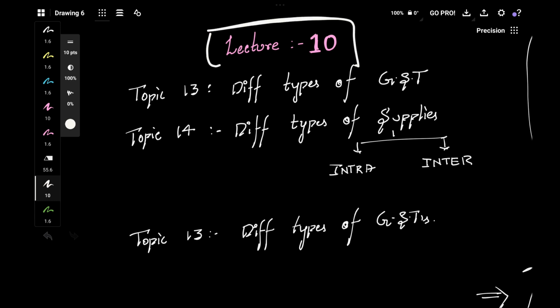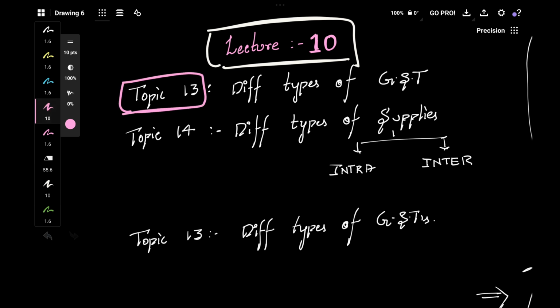Let's start with our GST series. Welcome to our GST series, and today it's our lecture 10. Today the topics we are going to discuss are topic number 13, that is different types of GSTs in GST. Actually, there are different types of GSTs in GST.